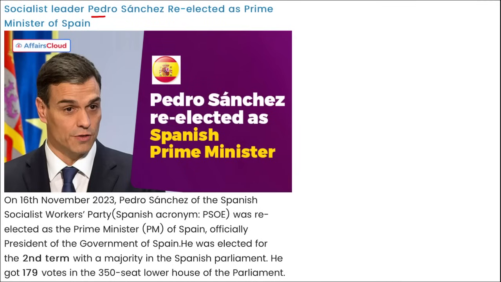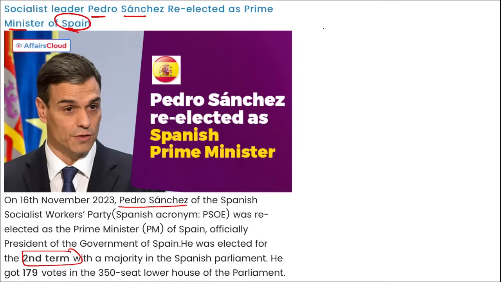Socialist leader Pedro Sanchez has been re-elected as the Prime Minister of Spain. As you can see him in the picture, Pedro Sanchez has been recently re-elected as the Prime Minister of Spain. And this will be his second term with a majority of the votes. And apart from this, remember, he has been serving as the acting Prime Minister of Spain since 25th of July 2023. Next, what is the capital of Spain? Spain's capital is Madrid. Right? Madrid.